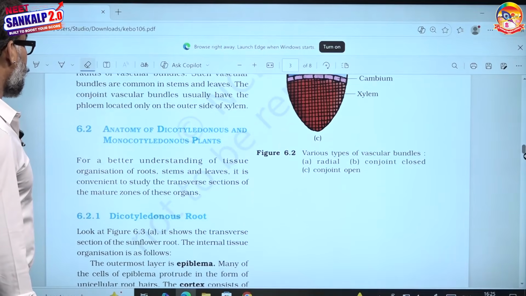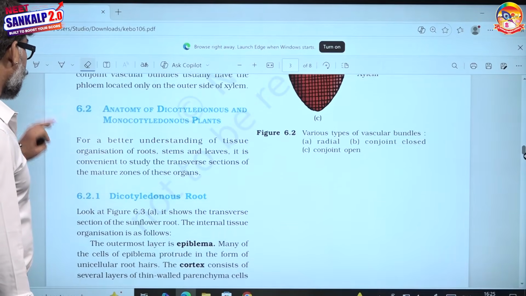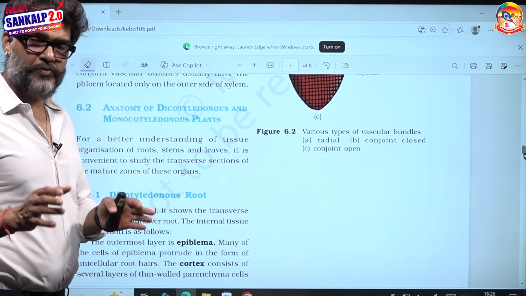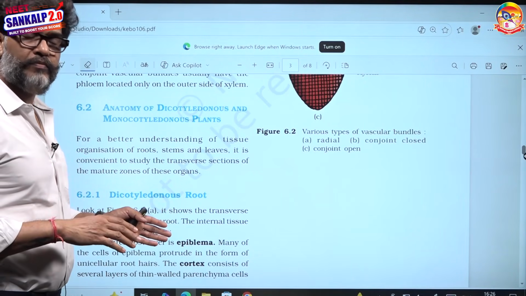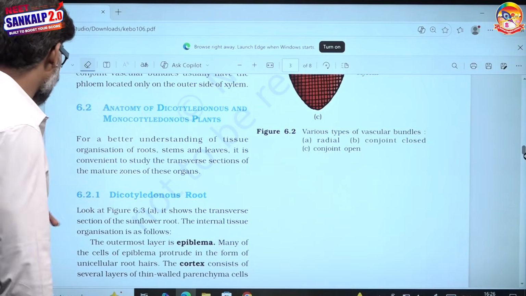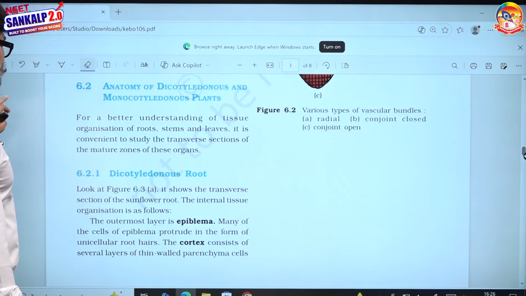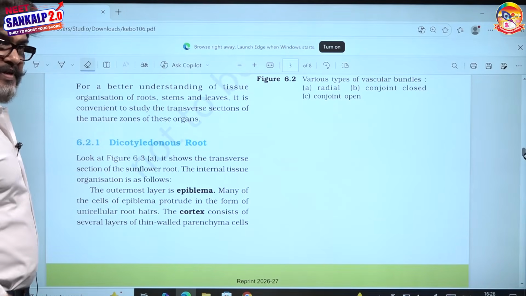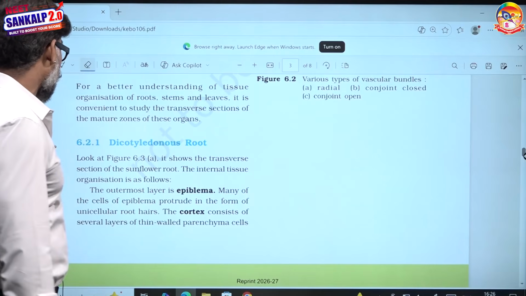Anatomy of the dicotyledonous and monocotyledonous plant means what are the differences between dicot root and monocot root, dicot stem and monocot stem, dicot leaf and monocot leaf. Dicotyledonous root. It shows a transverse section of the sunflower root, meaning we are taking the sunflower as a case study.